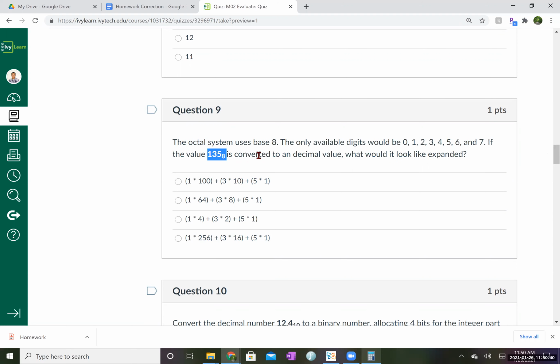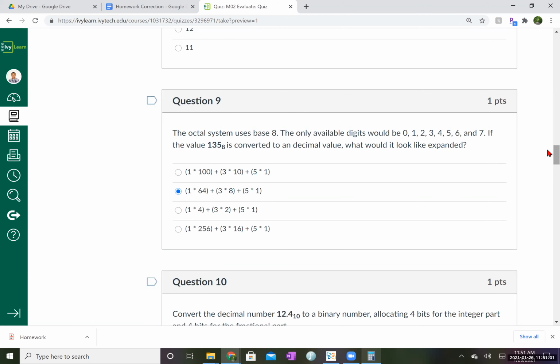What about this one? You see, this one is base 8, right? So the first column is 8 raised to 0, it's 1. The second column is 8 raised to 1, it's 8. And the third column is 8 times 8 is 64, right? So basically, you have to work with this one here. You got it? Yes. So everything is 8 raised to 0, 8 raised to 1, 8 raised to 2, 8 raised to 3, something like that.